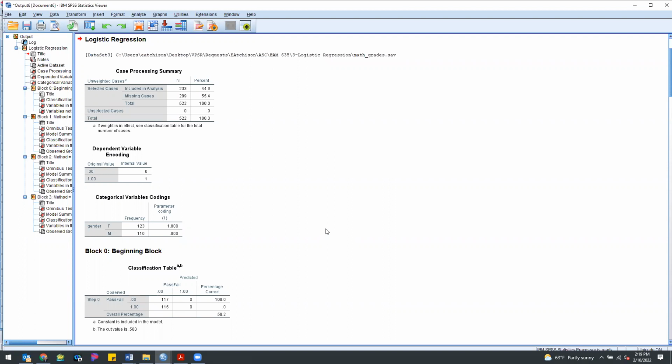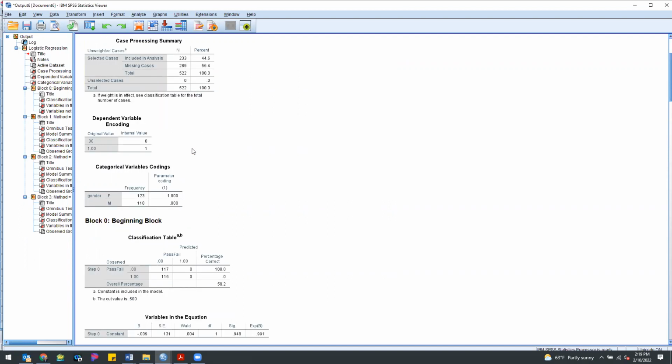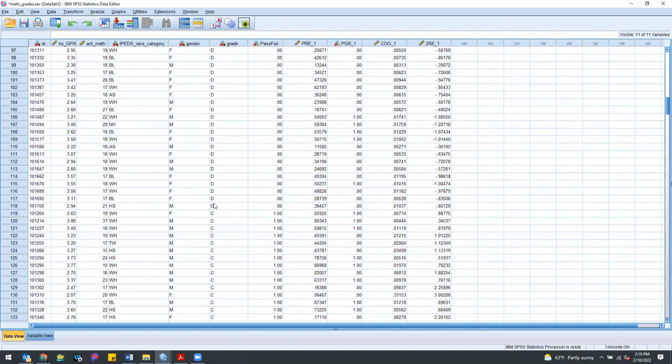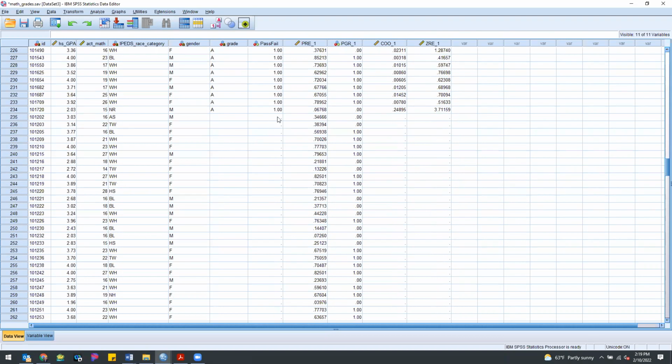So the first thing you might notice is we have quite a few missing cases in this processing summary. And so total number of cases is 522. 233 were included in the analysis. And so what we want to know is kind of what was not included. So let's go back and just see what may not have been included in the analysis. Definitely missing the GPA there, but also look at all these students that did not have a first math course in their first year, or first term rather, I think it is. So it makes sense, right?